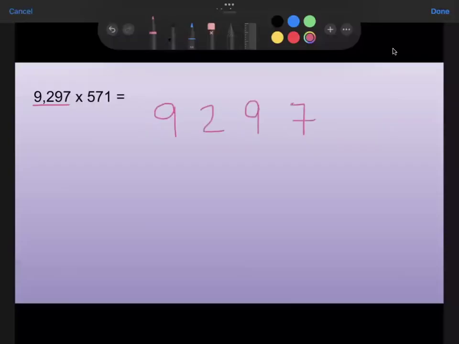9,297 times 571. Okay, everything on top by the number in the ones place on the bottom means 9297 times 1. Okay, 7 times 1 is 7, 9 times 1 is 9, 2 times 1 is 2, and 9 times 1 is 9. Okay, that was pretty easy.